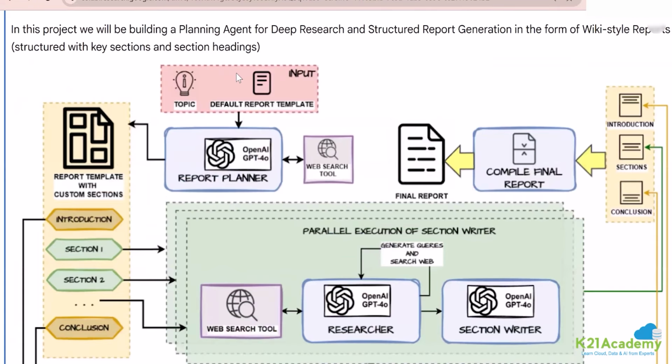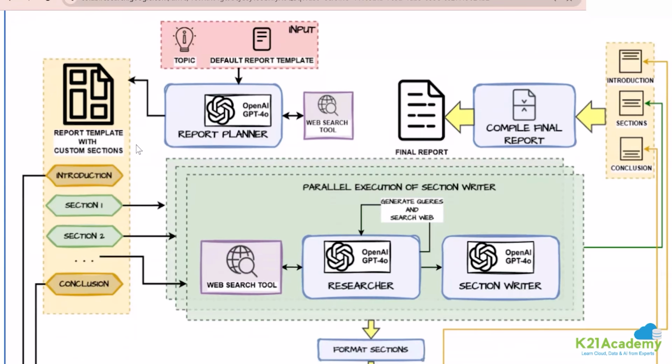So let's see. The input can be a default report template plus the topic. That will go to the report planner. Now, the report planner has access to all the web search tools. Based on that, it will create a list of steps, and the sections you can say. So the report template with the custom sections will be generated. Let's say you have an introduction, all the sections. These sections will be populated on the fly by the report planner. And then the conclusion.